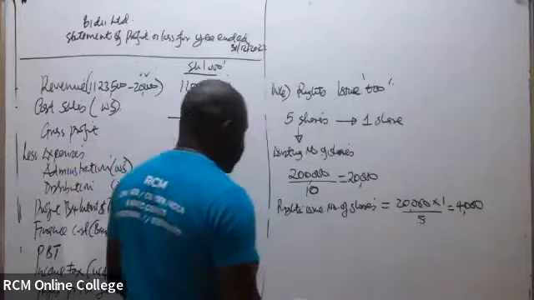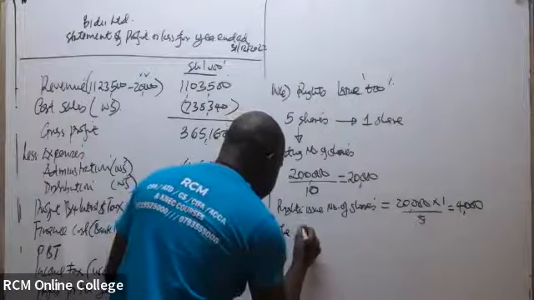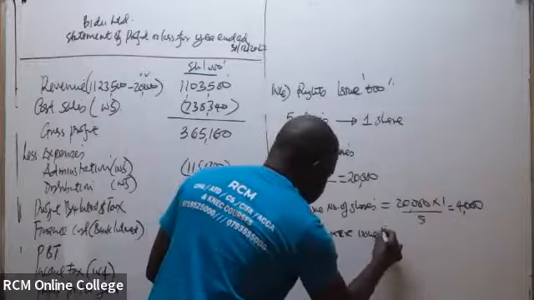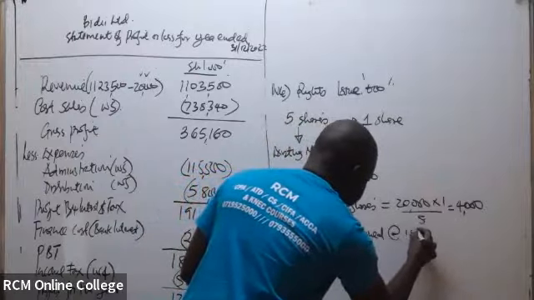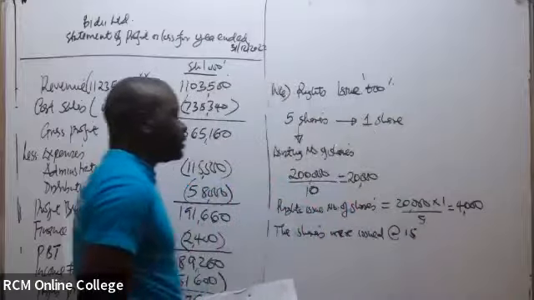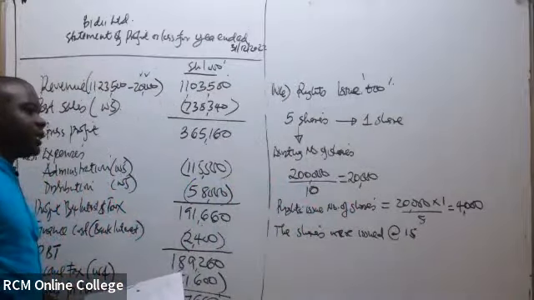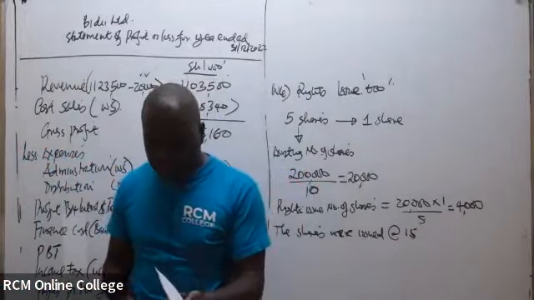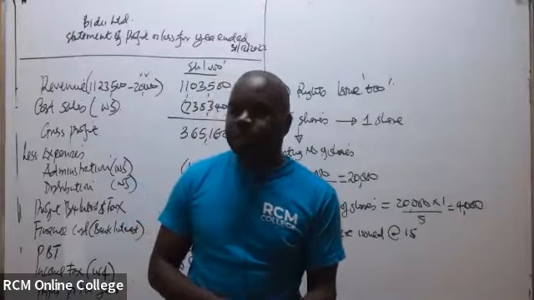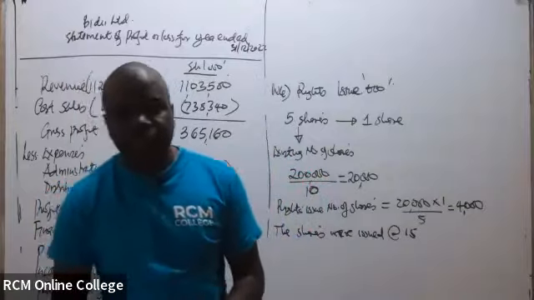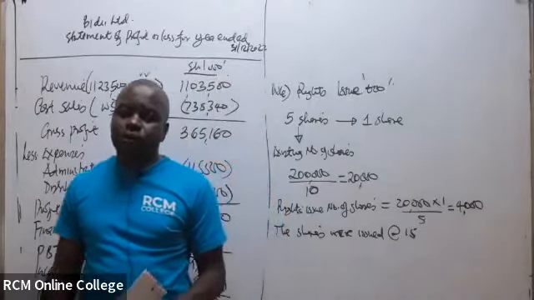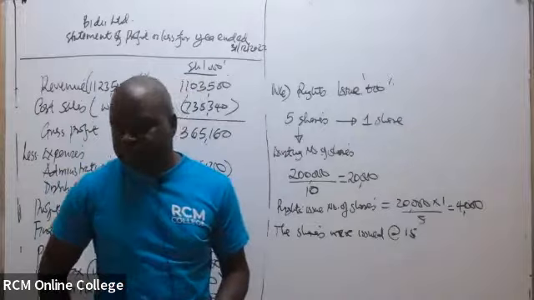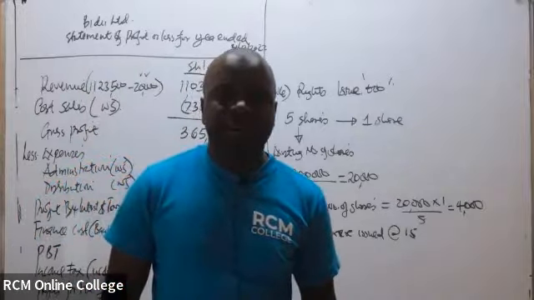The shares were issued at a price of 15 shillings each. But remember, in this case, the par value or the face value of the shares was how much? 10 shillings. So the par value was 10, but now they issued them at 15 shillings. We'll say the shares have been issued at a premium.